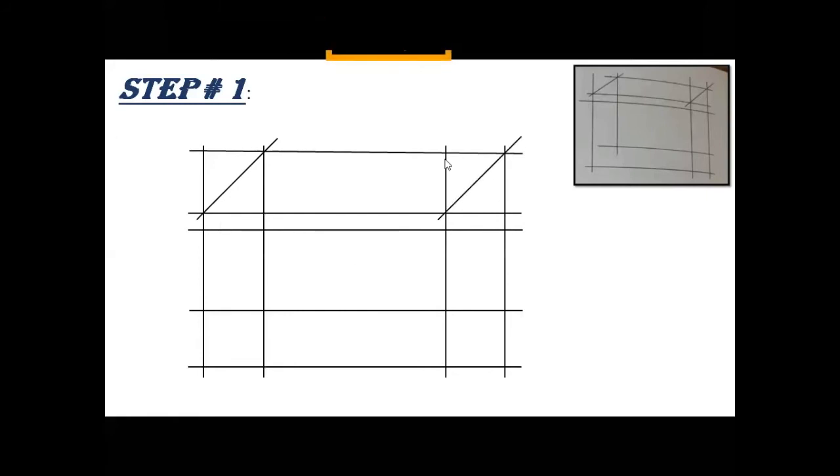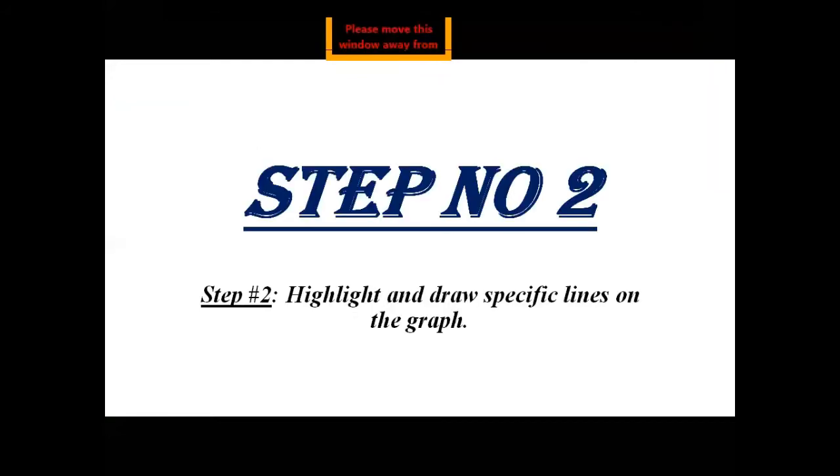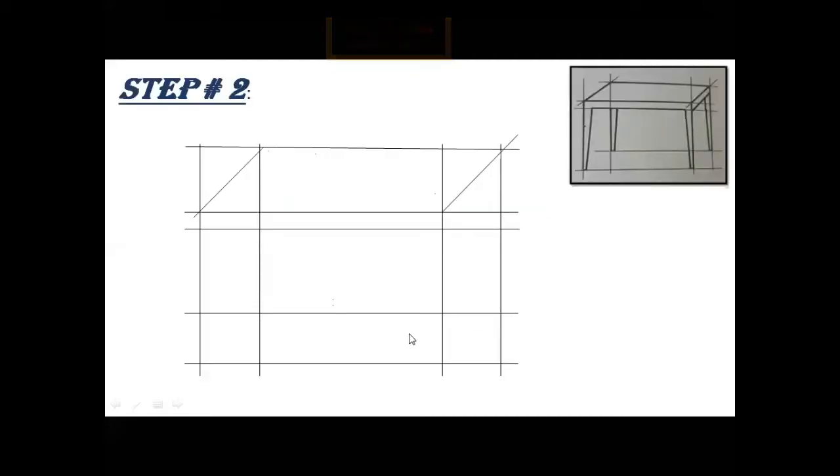Okay. Now we will move towards step number two. I hope students it is clear. For step number two, highlight and draw specific lines on the graph. We will highlight and draw specific lines on the graph. As you all know students, this one is the graph. In respect of it, we will highlight some lines.